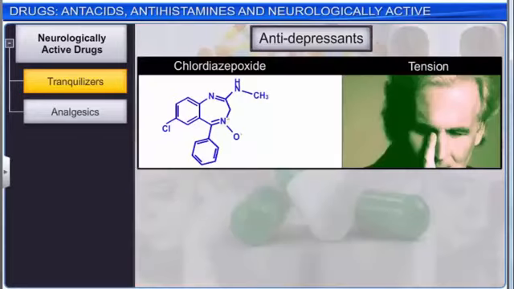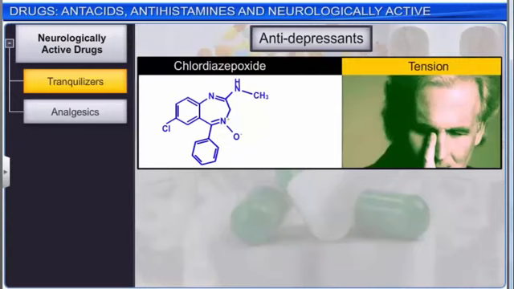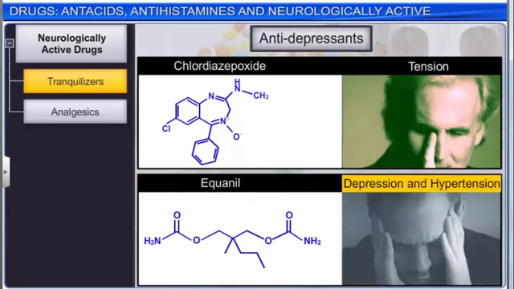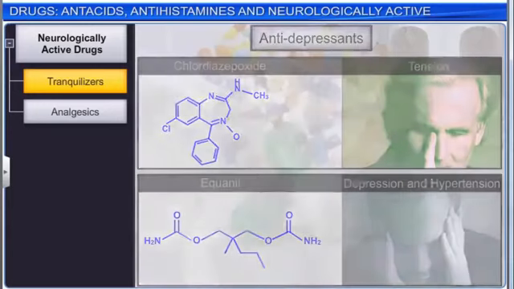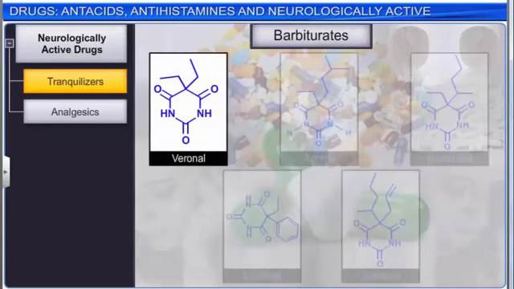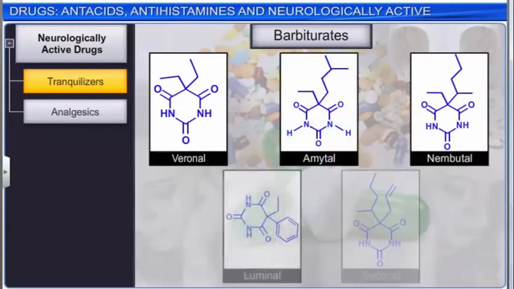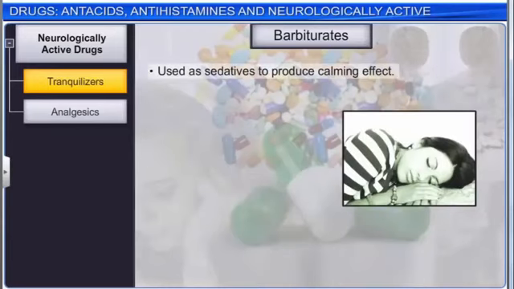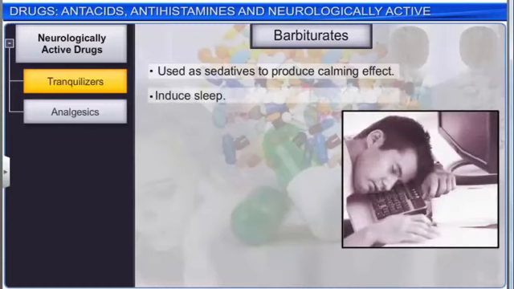The relatively mild tranquilizer, namely chlordiazepoxide, helps relieve tension. Another tranquilizer, Equanil, is used to control depression and hypertension. Another important class of tranquilizers is barbiturates. It includes the derivatives of barbituric acid such as veronal, amytal, nembutal, luminal, and seconal. Barbiturates are used as sedatives, that is, to produce a calming effect, and also as hypnotics, that is, to induce sleep. Other examples of this class are Valium and serotonin.